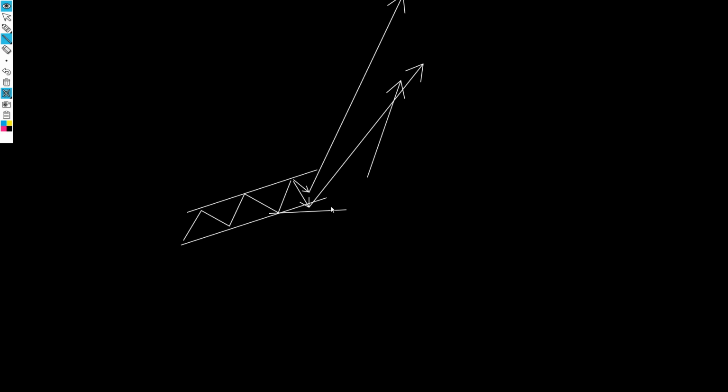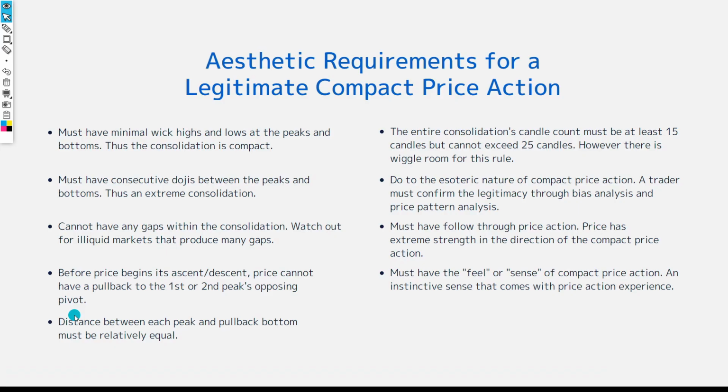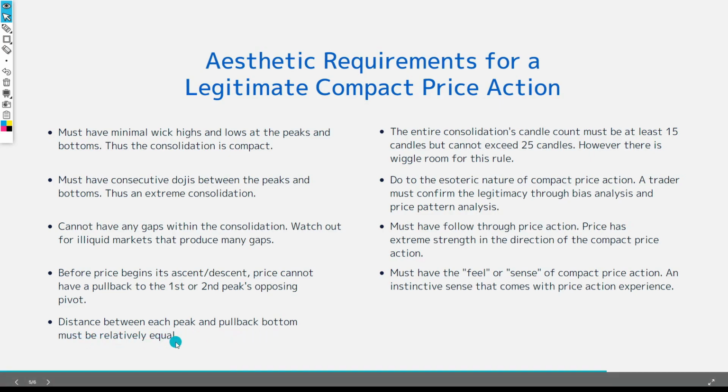Just by the way it moves on the ascent can tell you whether or not a compact price action is legitimate. All right, and the distance between each peak and pullback bottom must be relatively equal. A compact price action at the very least has 3 peaks, correct? Now the distance between each peak, and moreover the distance between the 2 bottoms, must be relatively equal.